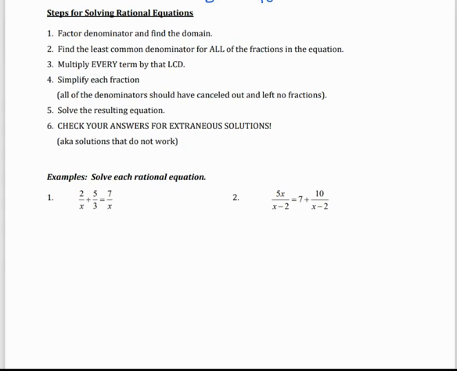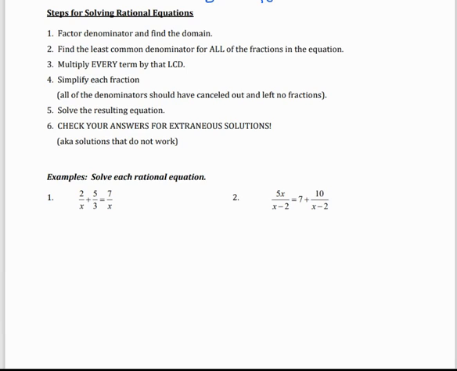All right, so let's go into solving rational equations. To solve rational equations, it's really important that we factor our denominator and we find the domain. If you don't do this, you may have answers that are incorrect. In the past, sometimes this has been optional, but you must factor and find the domain.